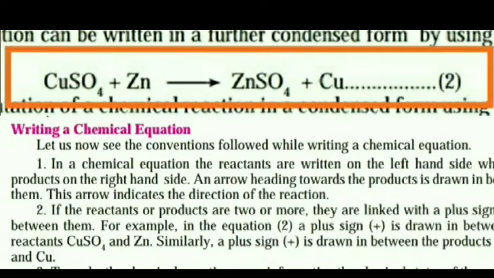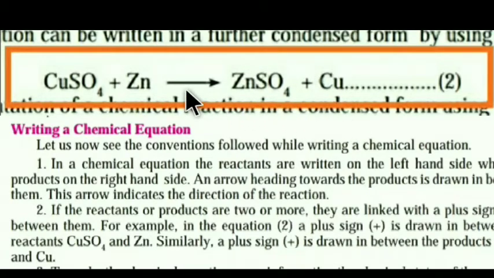Hello friends, at last we have studied chemical reaction, word equation, chemical equation. Now we are learning writing chemical equation. So the first step in writing a chemical equation: the reactants are written on the left side of the reaction, while the products are written on the right side of the reaction.